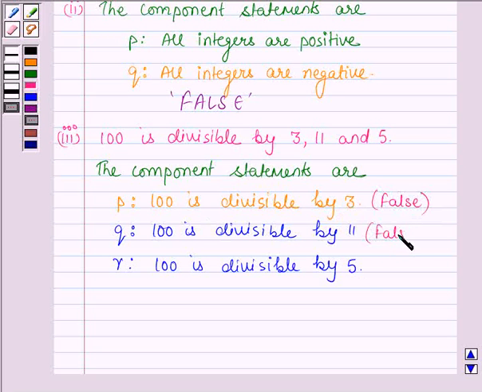Now here, the first statement is false, since 100 is not divisible by 3. Also the second statement is false, since 100 is not divisible by 11 also. And the third statement is true. And the connecting word here is and. So in this question we remove the connecting word in the compound statement to find the component statements and then check whether they are true or false with our previous knowledge. So this completes the session.